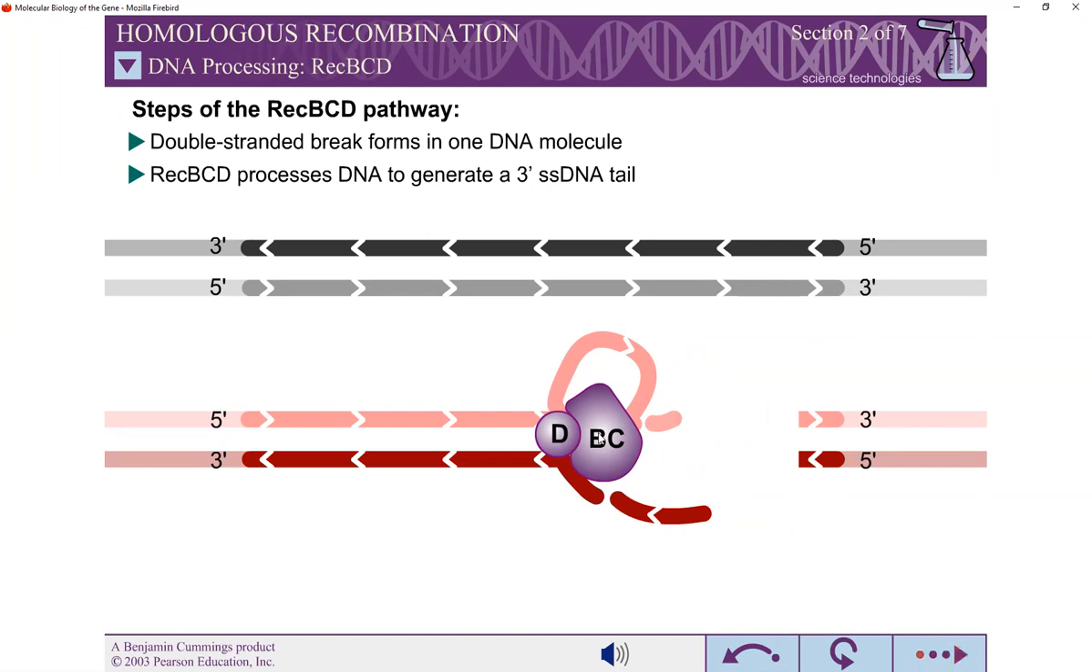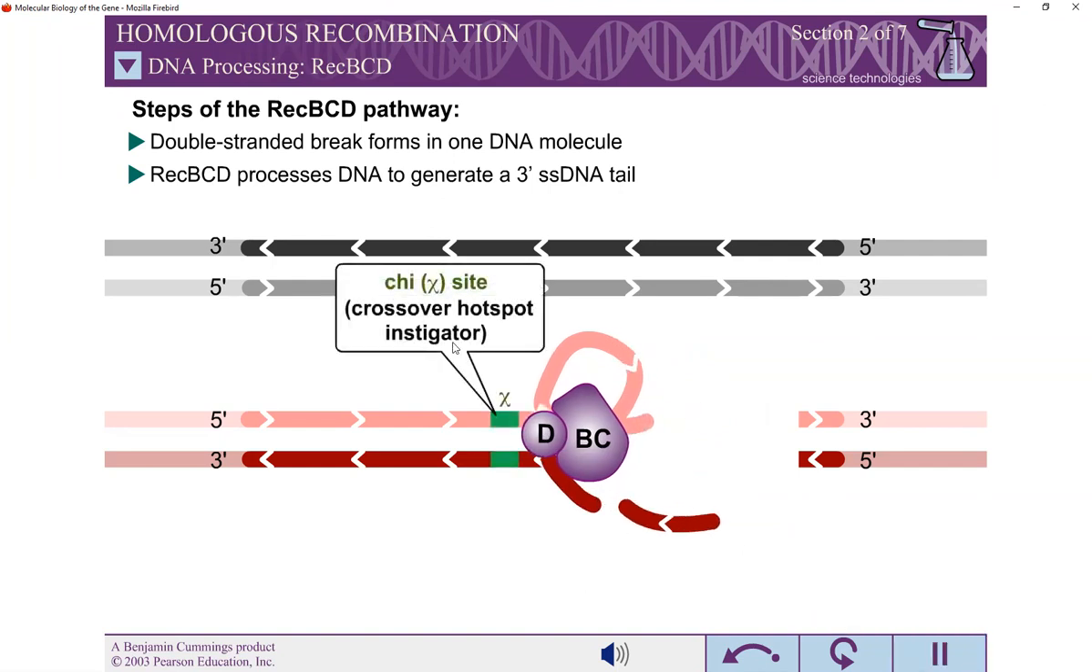The cleaved DNA is destroyed by the activities of RecD. RecD has helicase as well as nuclease activity, so it is going to move and degrade the DNA molecule. E. coli DNA contains relatively frequent 8-nucleotide crossover hotspot instigator sequences, commonly referred to as Chi sites. There is a specific sequence present, commonly referred to as the Chi site, also called the crossover hotspot instigator sequence. Next.